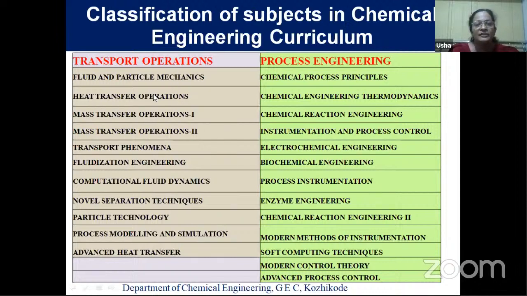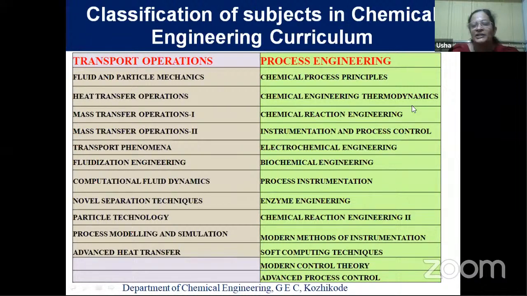These are some of the subjects in transport operation. Then process engineering: you are studying chemical process principles. That is a basic subject, where material balance, energy balance, those types of subjects come in chemical process principles. And then chemical engineering thermodynamics. In mechanical engineering also you are studying chemical engineering thermodynamics. In mechanical engineering, heat transfer is also there. Some of the common subjects come in mechanical and chemical engineering. The labs are also common in mechanical and chemical engineering.